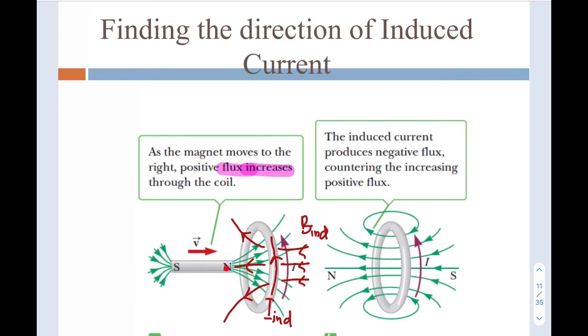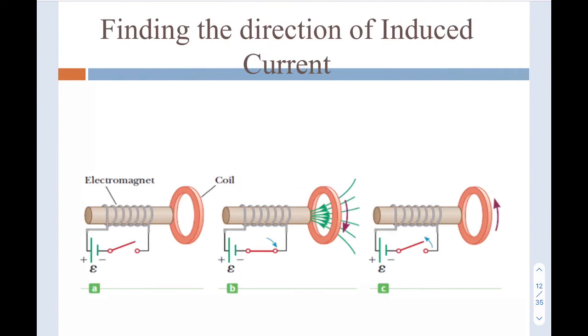Let's say you take this permanent bar magnet away from the circular loop. The positive flux experienced by the circular loop will decrease, right? When it is decreasing, the B induced, the induced flux, doesn't want change. It will produce B induced, or flux induced, in the same direction as the original because it doesn't want to change. So you have to check what kind of change is experienced by the loop first thing first.